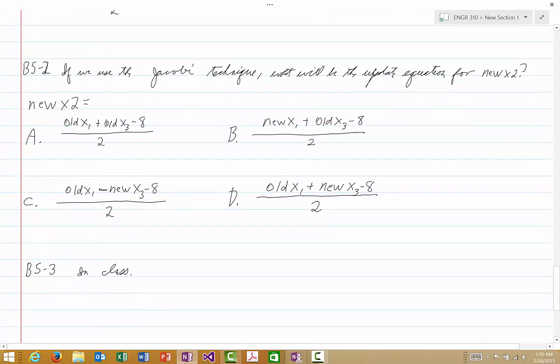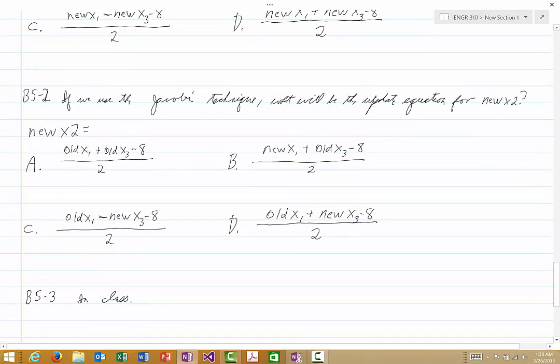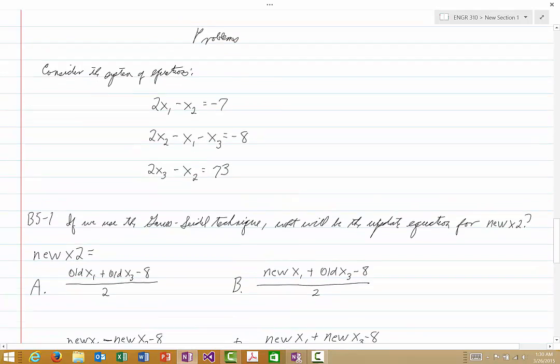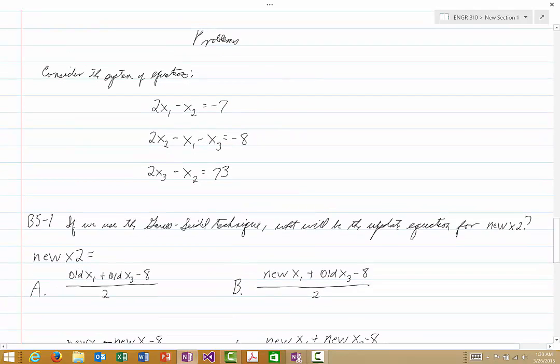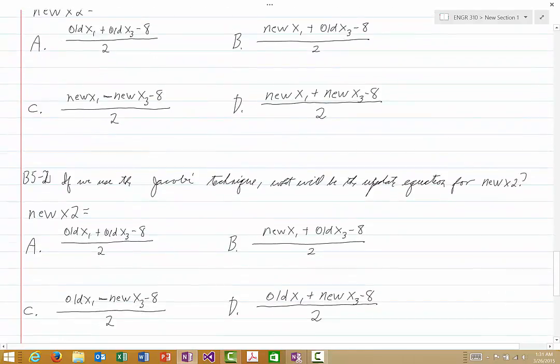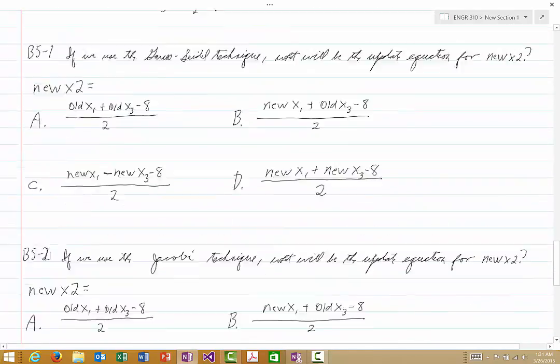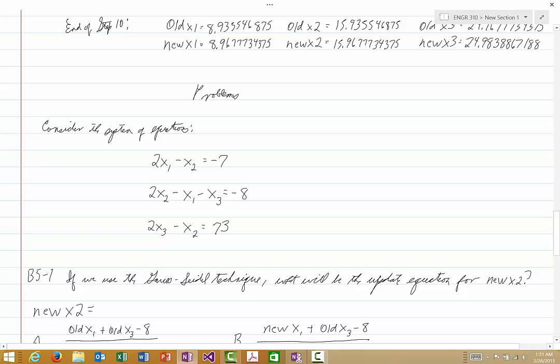And finally, the third question will be in class, but once again, you might as well go ahead and make yourself a note that it will concern this same system of equations. So those are the problems for this lecture on iterative techniques, and that concludes this lecture. So good luck.